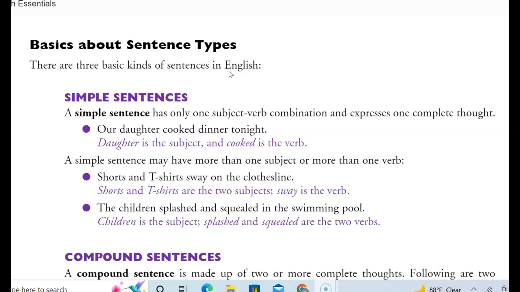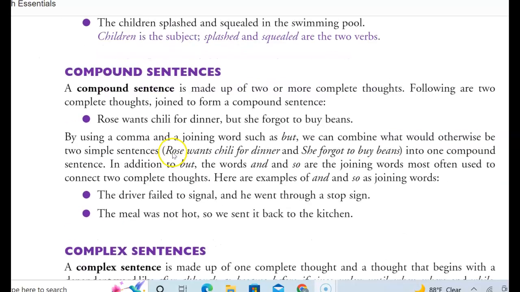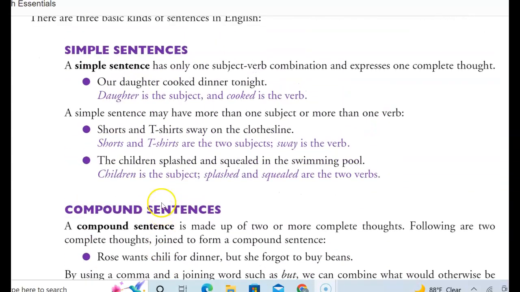So there are three types of sentences. We have a simple sentence, a compound sentence, and a complex sentence. A simple sentence is basically an independent clause. It can be alone. It has a subject, a verb, and it makes sense. So let's take a look.